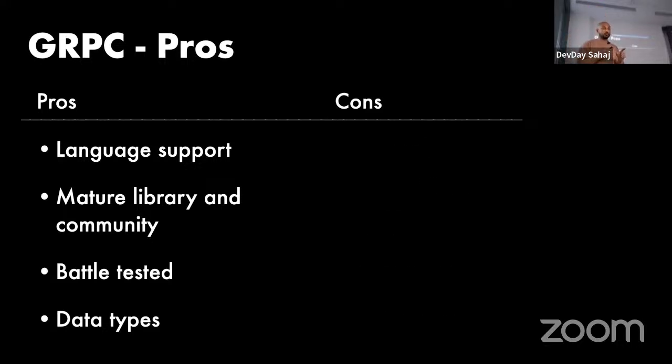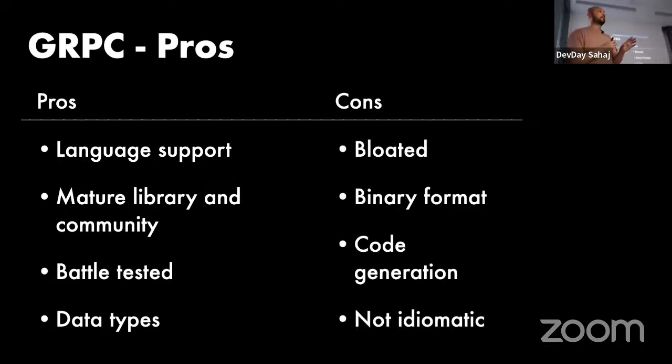But again, there are cons. It's bloated. You must have seen from the code, there's a bit of stuff going on over there to get things working. It's a binary format. The good thing about why people choose JSON is that you can spin up a Postman and hit the API and see what's happening, right? Now, you can do that with gRPC, but you need specific tooling and specific tools to do that, okay?